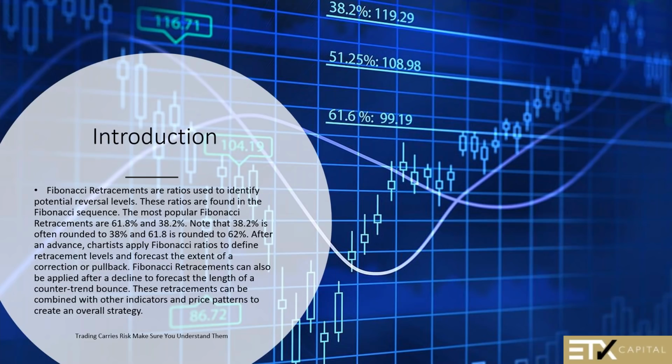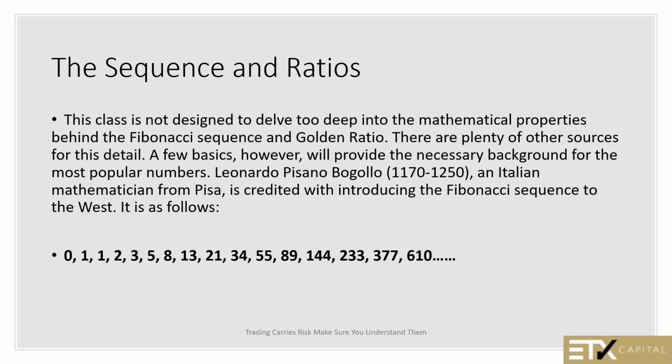Fibonacci retracement can also be applied after a decline or a rally of a price, and it measures the bounce of the trend from the previous trend. These retracements can be combined with other indicators and price patterns to create overall strategies. Now, most people don't know where the 38.2 and the 61.8 come from. So let's go back to the beginnings and understand where these fibs come from. It's not very complicated, but it's important you grasp it.